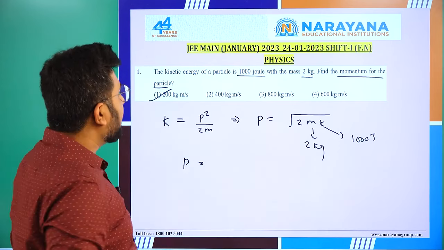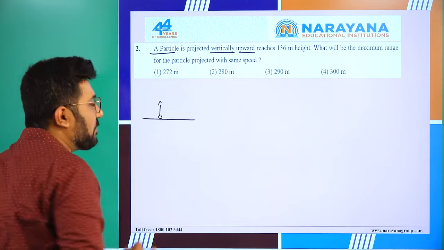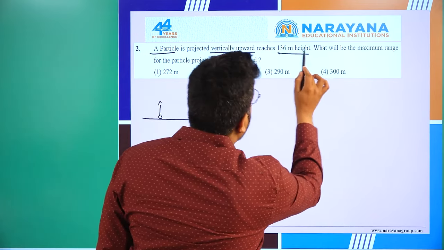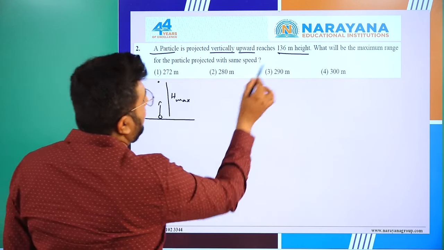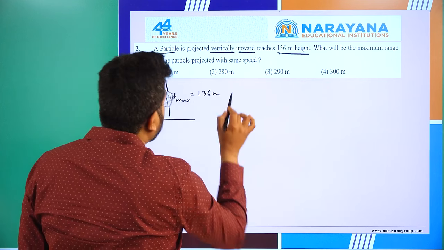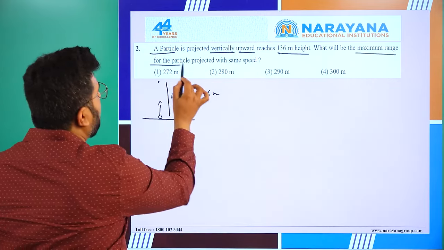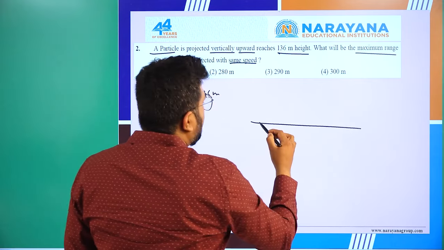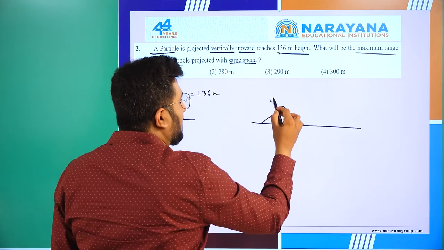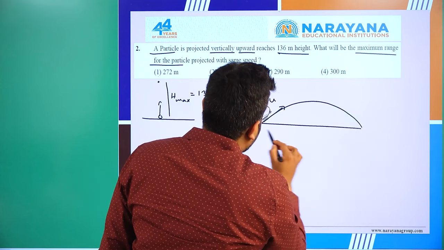So in this question, what is given to you? A particle is projected vertically upwards and it reaches a height of, or they have given you the H max, it reaches a height of 136 meters. Then what will be the maximum range for the particle if it is projected with the same speed? So this particle is projected with the same speed, let's call it u, and let's say this is the range of the particle.